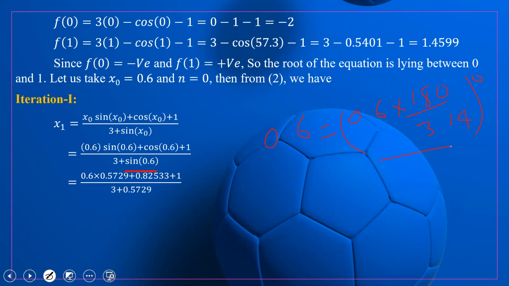So now if we find its value, sin 0.6 is converted into degrees, and thereafter we get the answer. If we simplify it, you can check it with the help of a calculator. We are getting 0.6071.